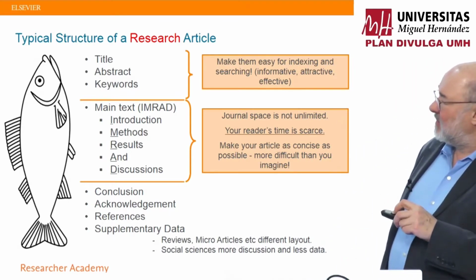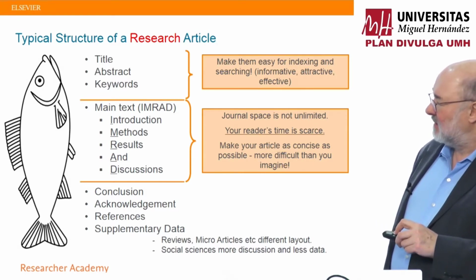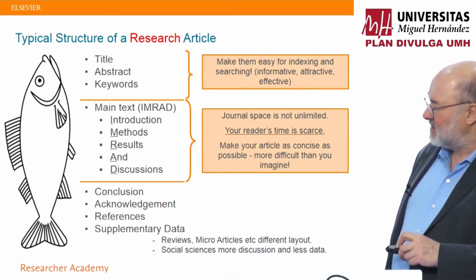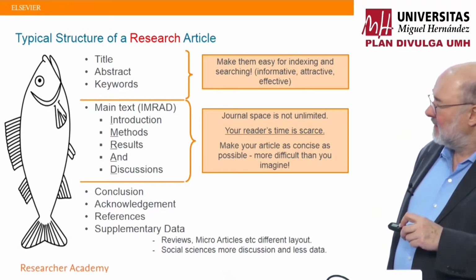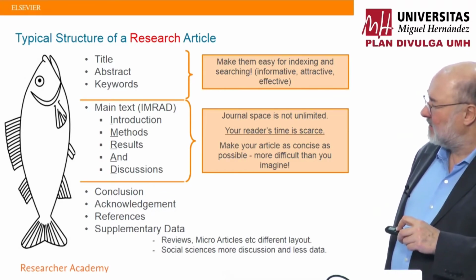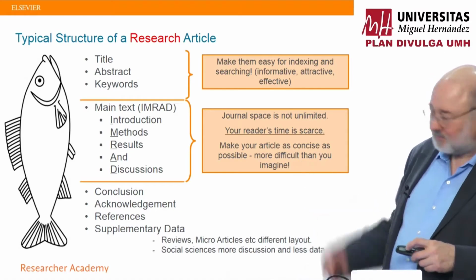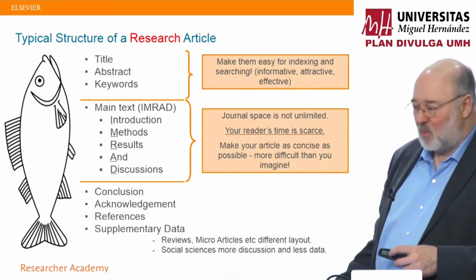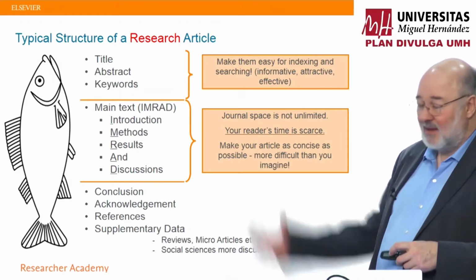well, this is a typical structure of a research article. Title, abstracts, keywords, then you've got introduction, methods, results, discussions, conclusion, acknowledgements, references, and so on. So here is the head of the article. Here's the middle, here's the tail. So here's the head, here's the body, here's the tail. So that's how you can see why I had a fish, to find something which had a head, a body, and a tail, the layout.